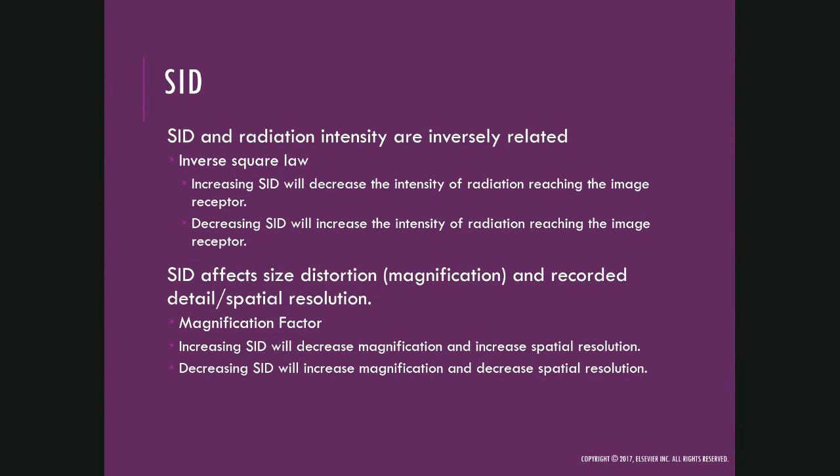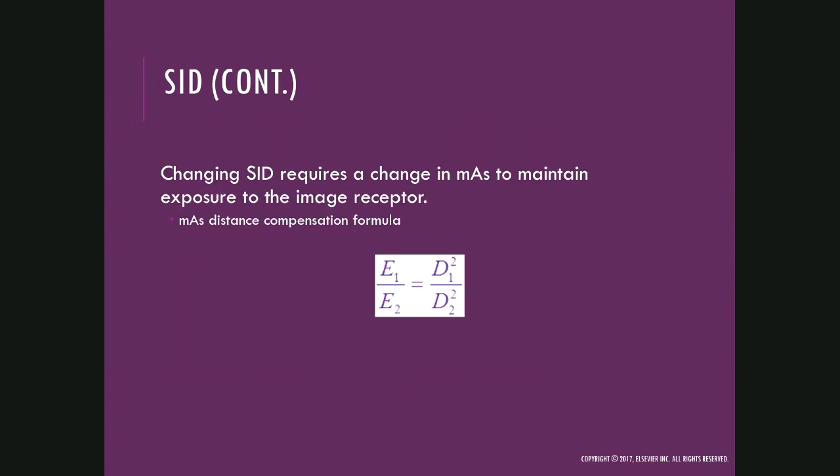and also a decrease in your magnification. But since the SID does affect your exposure to your image receptor, if you use a long SID so that you have that better detail and you have that lower magnification, you have to use a lot more technique. So we don't use long SID for everything because of patient safety concerns. That's your inverse square law.